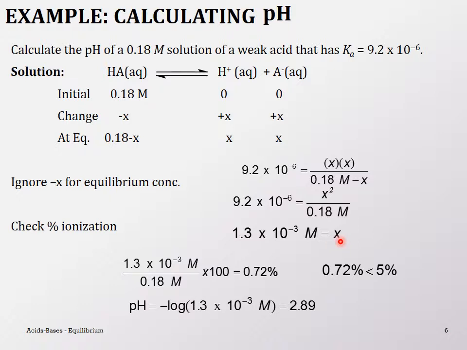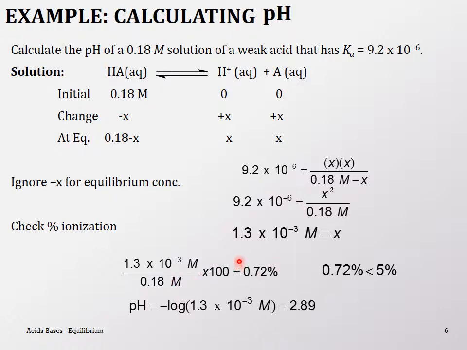So once you have x, you then figure out if you really needed to calculate x. Remember I said to you before, this is what you look for. That's the percent ionization, which means you take the value of the x that you have calculated divided by the initial concentration, which is 0.18, and then find out the percent of that. And so this is 0.72% ionization. And remember, if it is 5 or below, you can ignore x. So because 0.72 is way less than 5%, you can go ahead and ignore the x, which means that our calculation here is just fine. We don't need to do anything else with this.